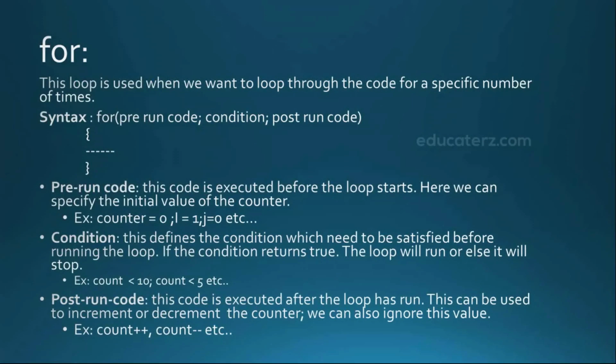Coming to post-run code, this code is executed after the loop body has run. This can be used to increment or decrement the counter. We can also ignore this value. Post-run code is used to execute some code after the loop body has run, for example if you want to increment some variables which will be checked in the condition before the next run of the loop, you can use this post-run code.